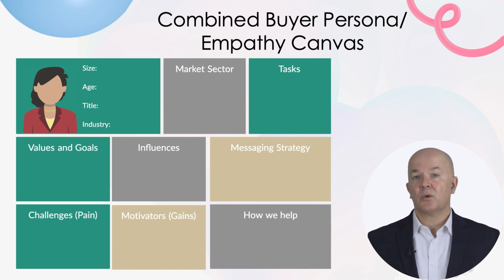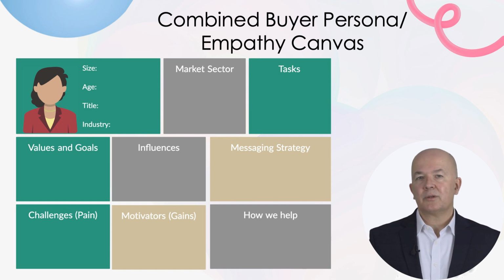Doing this is really easy. All you have to do is literally combine the information from your empathy canvas with your buyer persona information on one table. You'll need to record the size and industry of your target business if you're selling to other businesses, as well as the age and title of your ideal customer if you are selling to consumers. Then note down their target sector, what tasks they need to do in relation to your offering, their values and goals, their influences, their messaging strategy, their challenges or pains, their motivators or gains, and finally, what you do to help them.